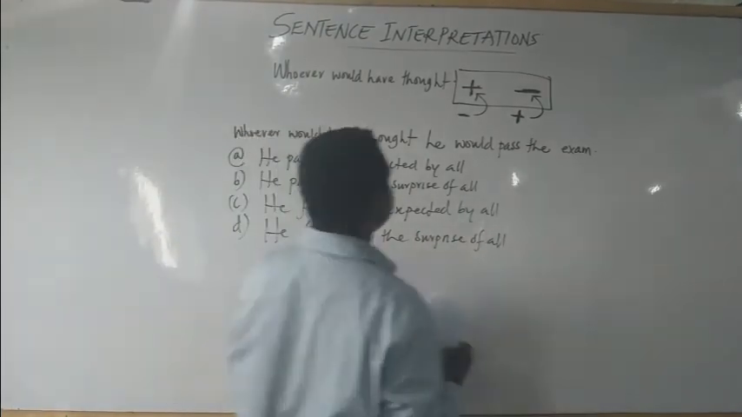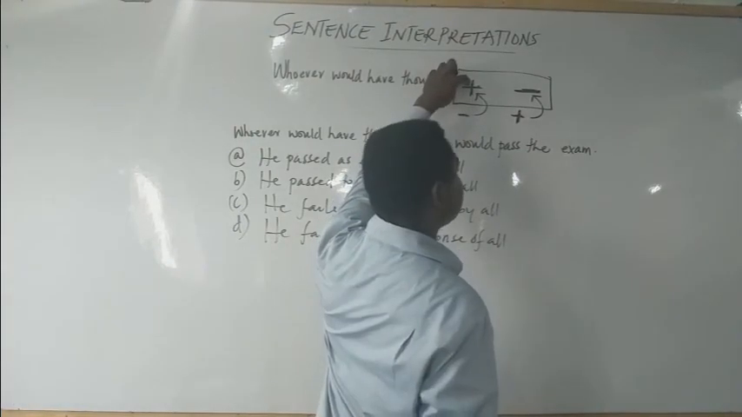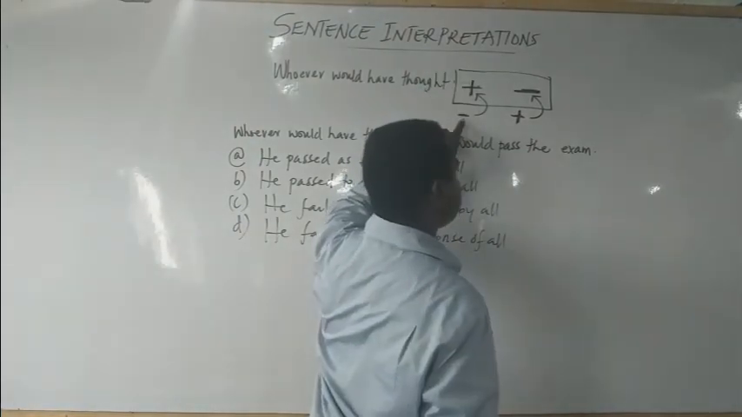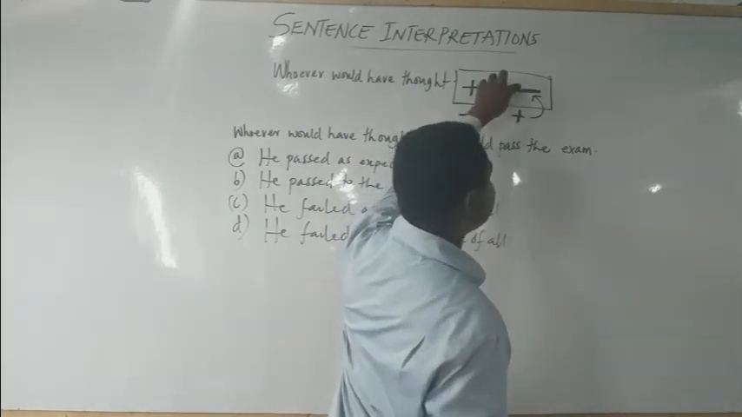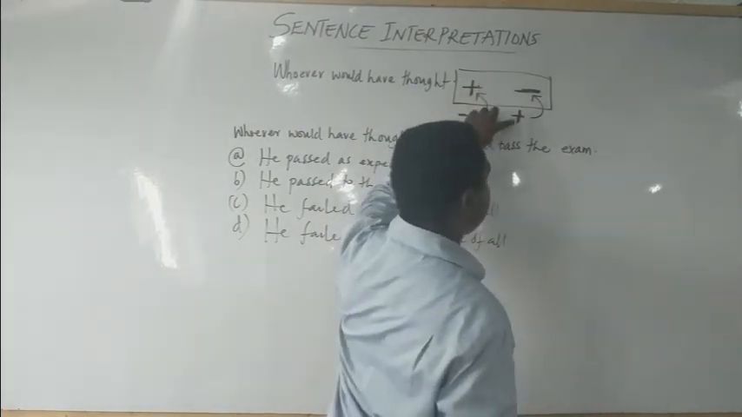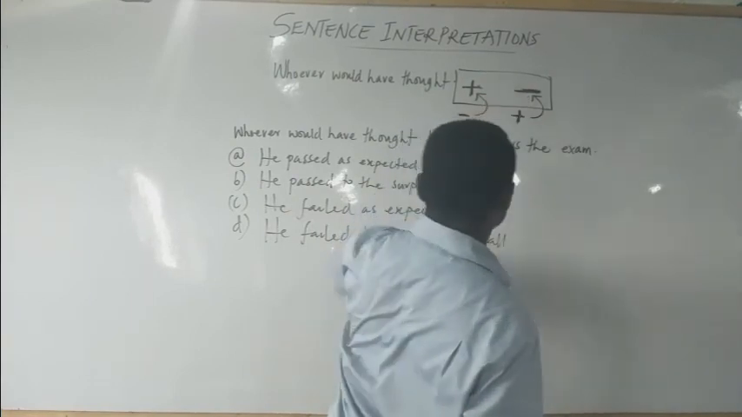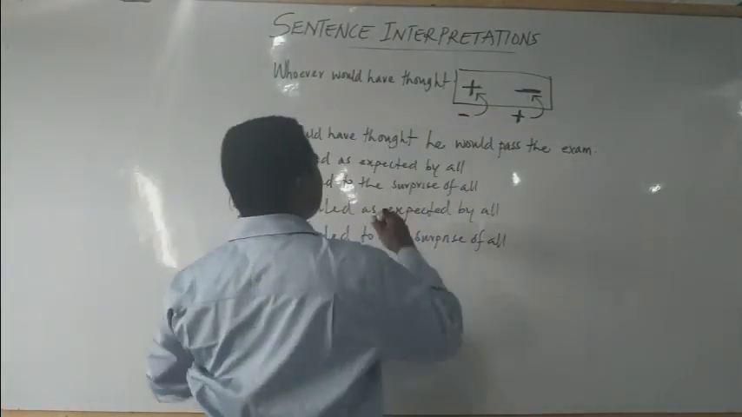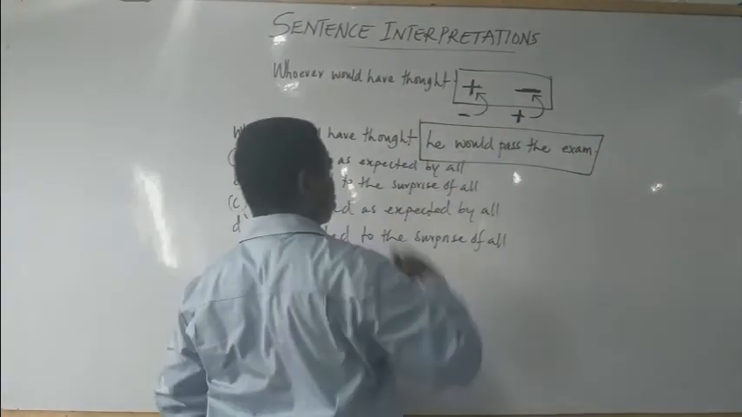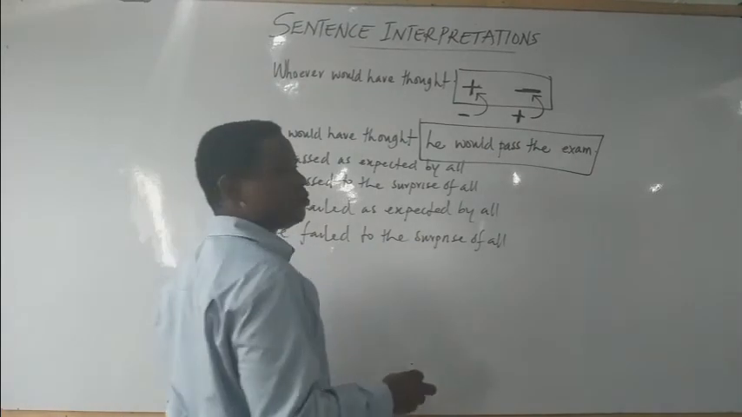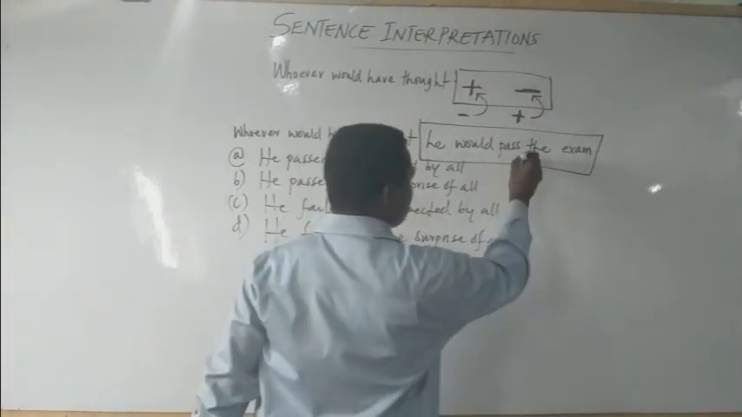As I've said, the clause after it determines the meaning. If the clause is positive, it means that negative is expected, but positive occurs. If the clause is negative, positive is expected, but negative occurs. So what you need is to go and check the clause after the expression. What is the clause? He would pass the exam. Positive or negative? That's positive.